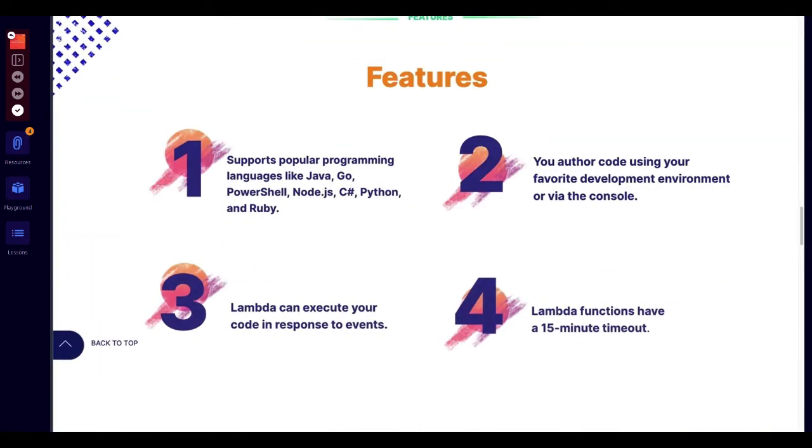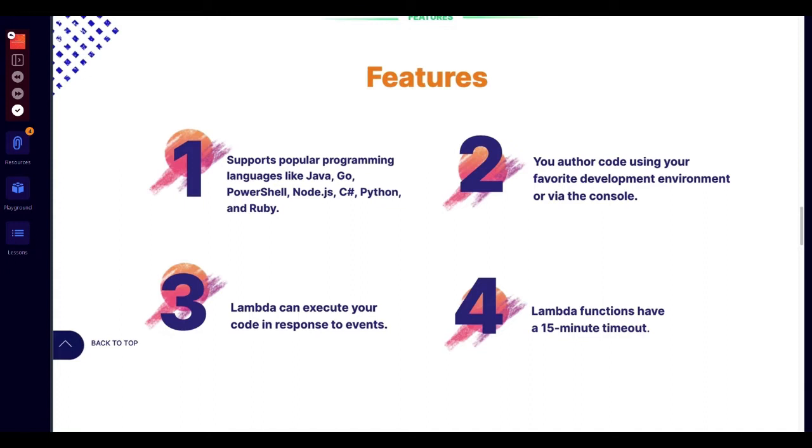Now let's talk about features. The first feature is that it supports popular programming languages like I mentioned before, languages like Java, Go, PowerShell, Node.js, C#, Python, and Ruby. So there is a large footprint of languages supported by Lambda. And number two, you can author your code using your favorite development environment locally and upload, or you can write the code via the console.